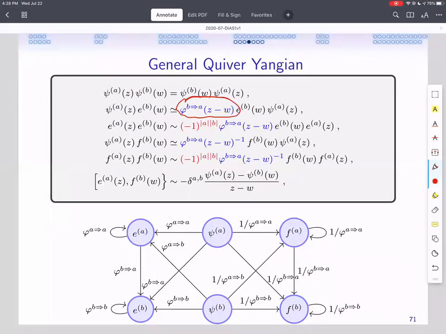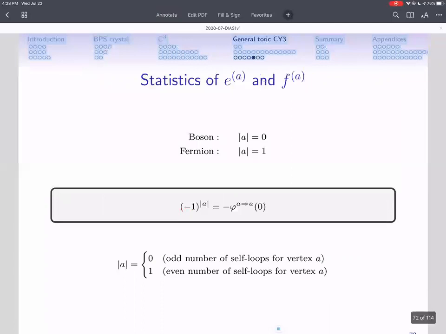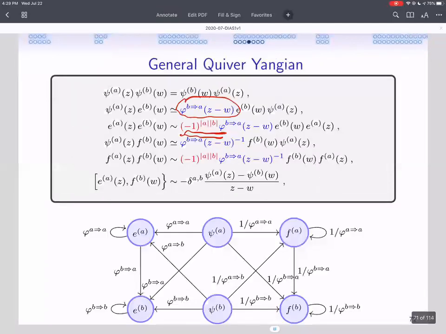were bosonic generators. Now we can also have fermionic generators here, labeled by here. So the statistics of the generators can also be fixed by the Quiver data. And finally, if you want to translate back to the modes, you just start from here. So this is some rational function here.